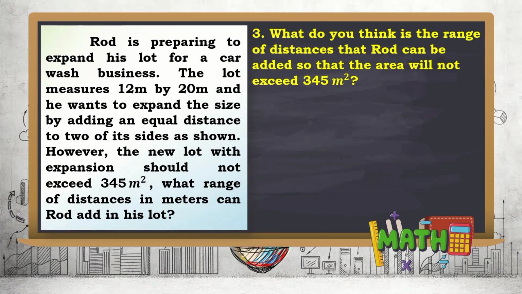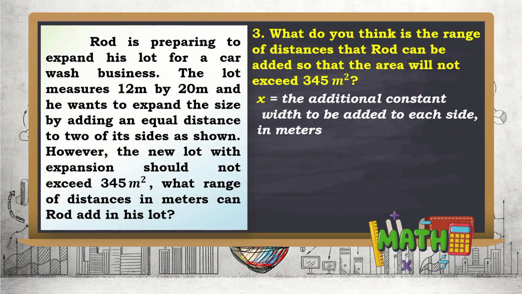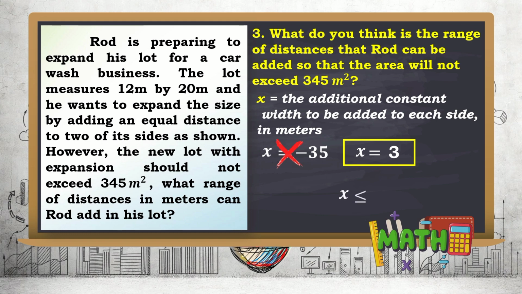Number 3. What do you think is the range of distance that Rod can add so that the area will not exceed 345 square meters? So we have two computed values of x, and we take the positive value, which is x equal to 3. Then we have x is less than or equal to 3 but greater than or equal to 0.